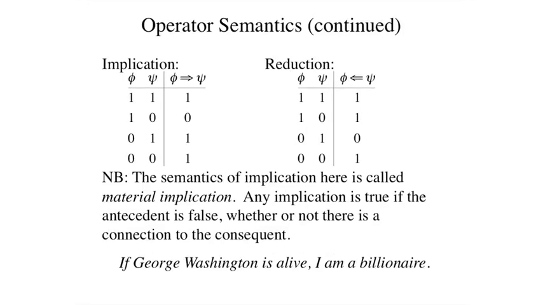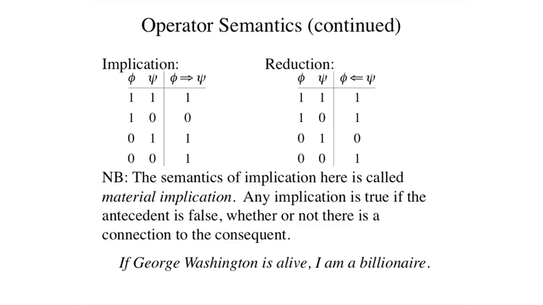What about implication and reduction? These two are not quite so obvious as negation, conjunction, and disjunction. And in fact, in some variants of propositional logic, these operators are defined in different ways. The version given here is called material implication. The truth value of an implication is true if and only if its antecedent is false or if its conclusion is true. The case of reduction is analogous.